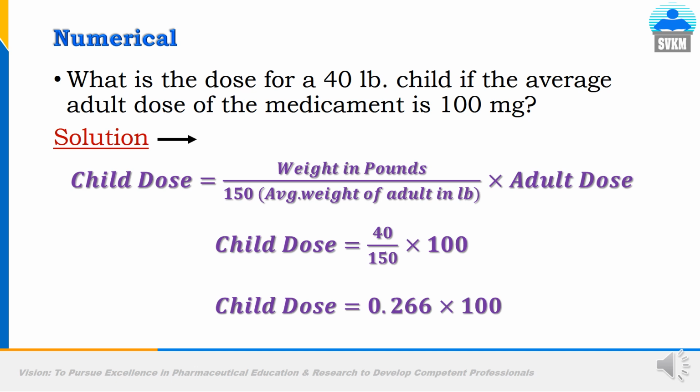When you put all the values in Clark's rule, Clark's rule is: child dose is equal to weight in pounds divided by 150 multiplied by adult dose. So when you put all the values, 14 divided by 150 multiplied by 100, you will get the child dose in mg. That is how we can calculate the pediatric dose based on body weight.